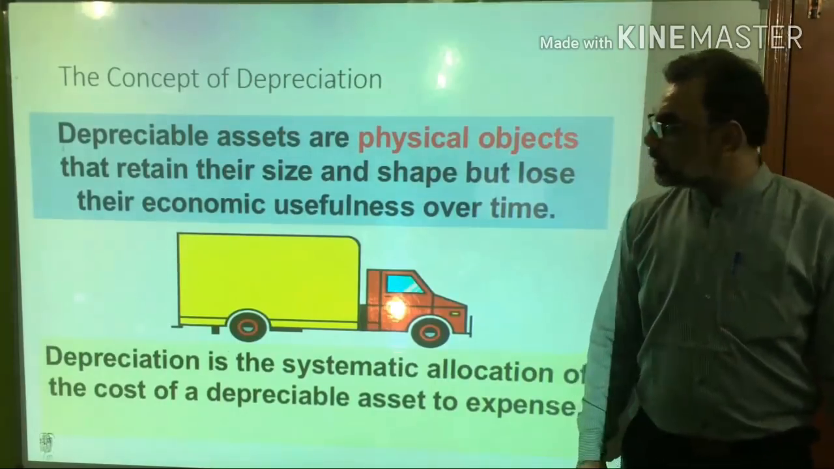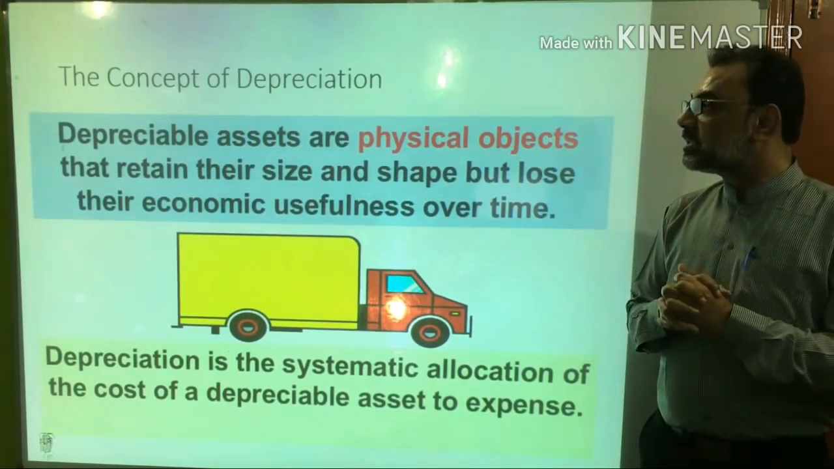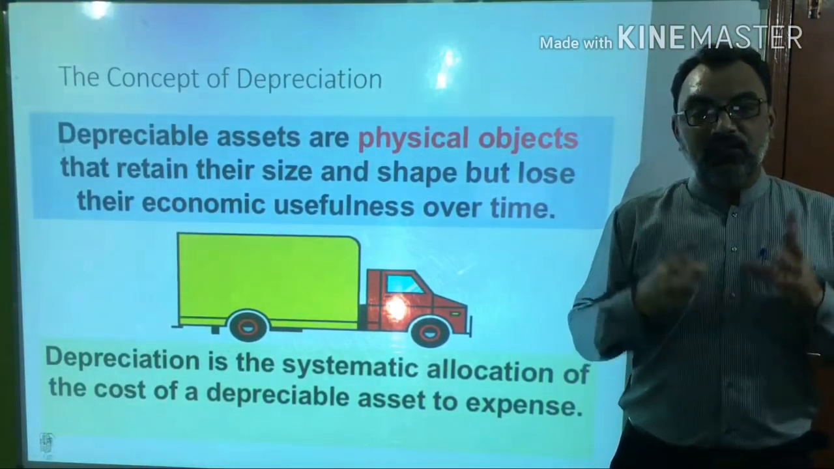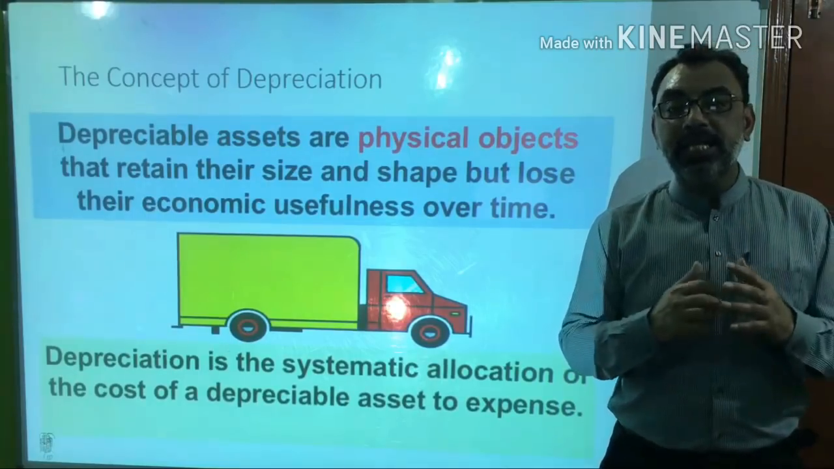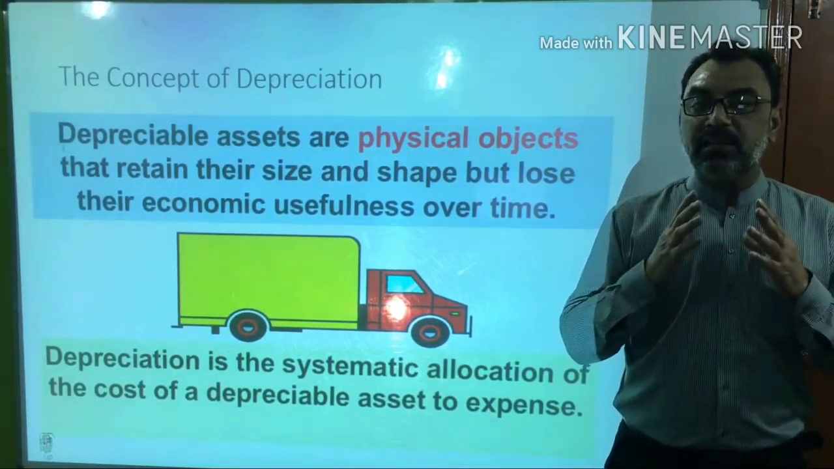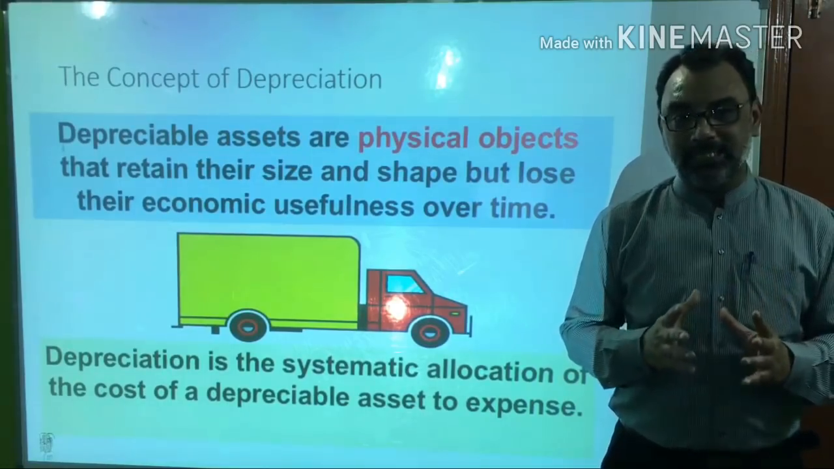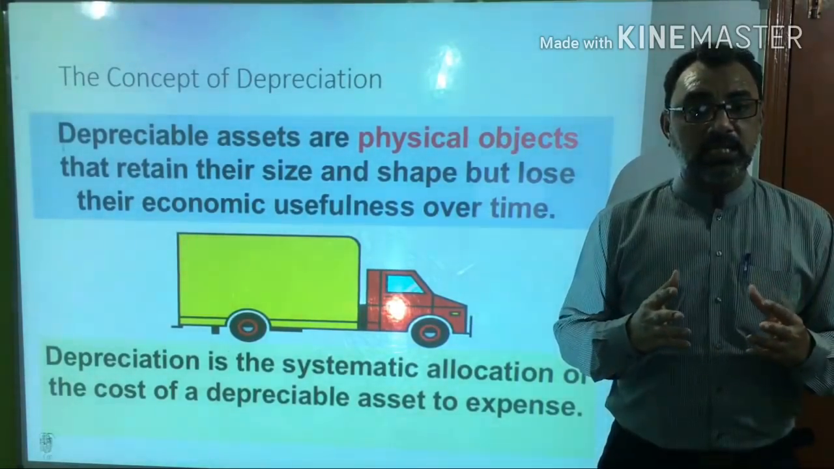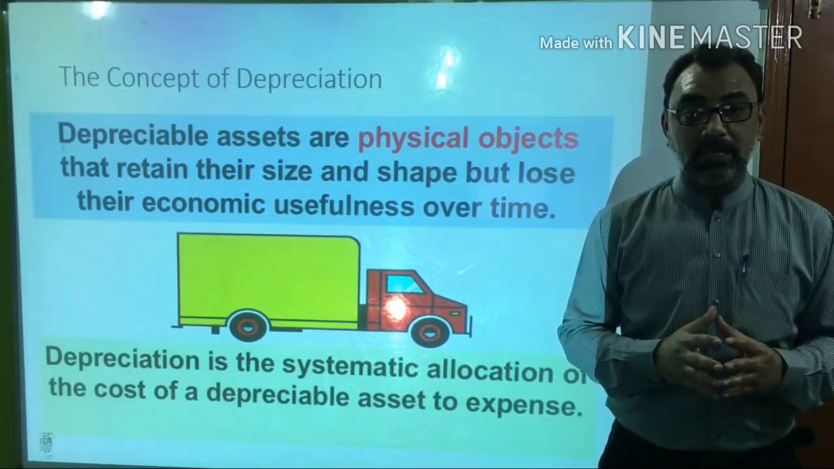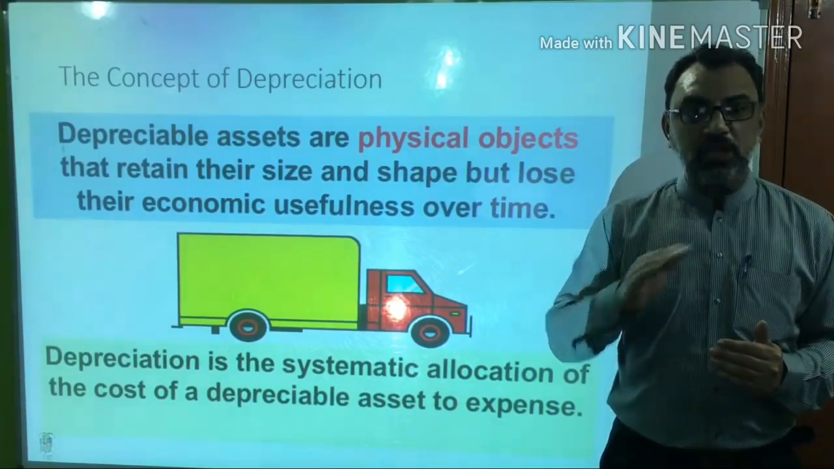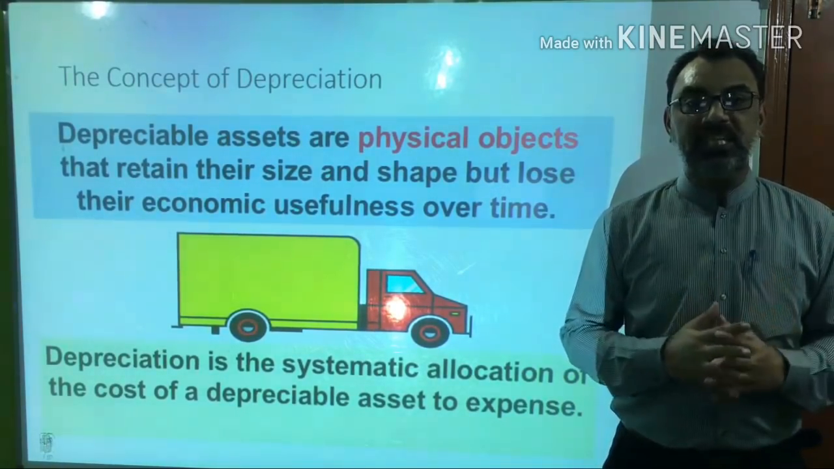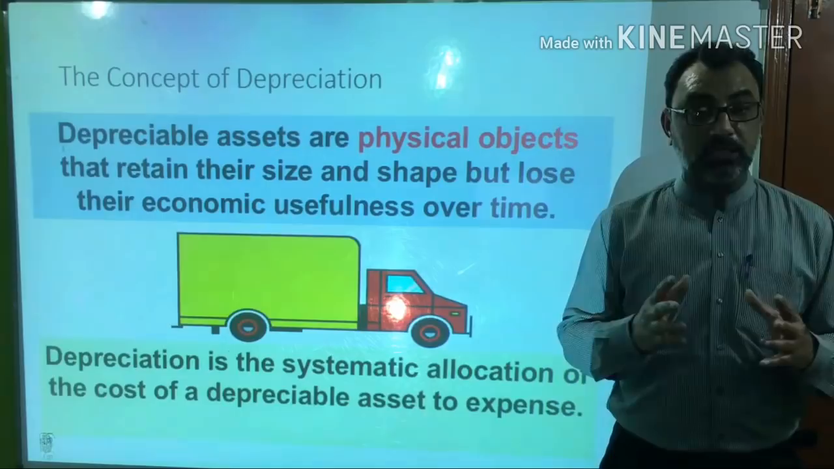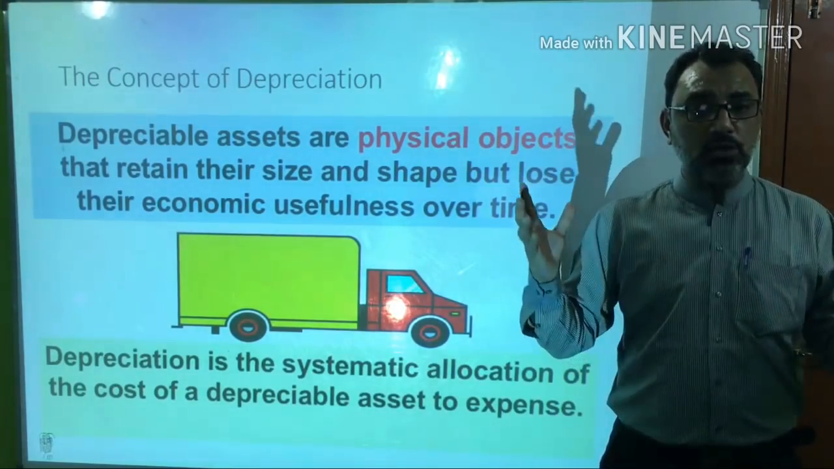Now the concept of depreciation. So what are depreciable assets? Depreciable assets are physical objects that retain their size and shape, but that eventually wear out or become obsolete. They are not physically consumed as assets such as supplies are, but nonetheless their economic usefulness diminishes over time. Examples of depreciable assets include buildings and all types of equipment, fixtures, furniture, and even railroad tracks.